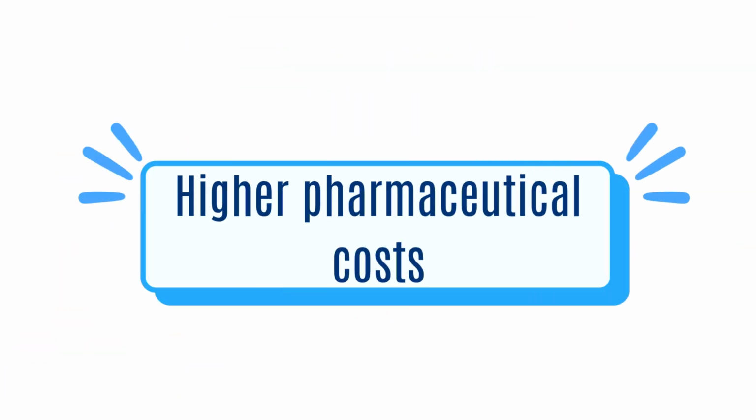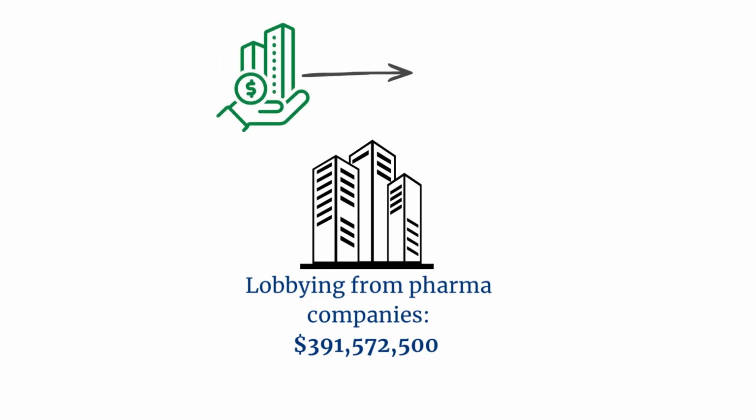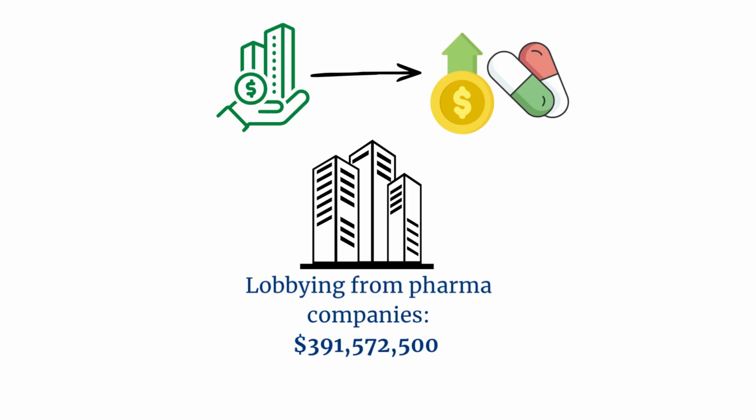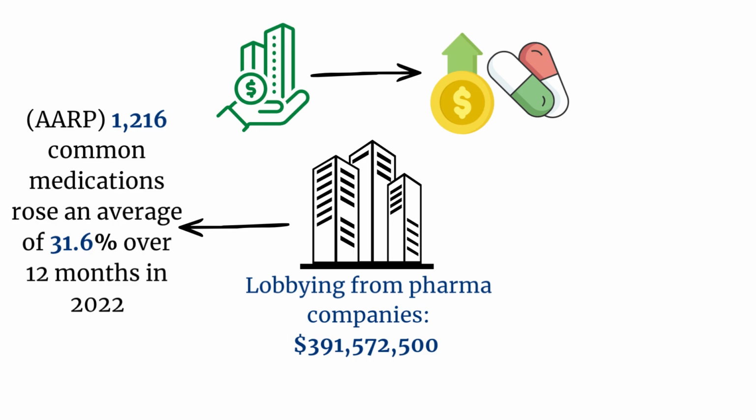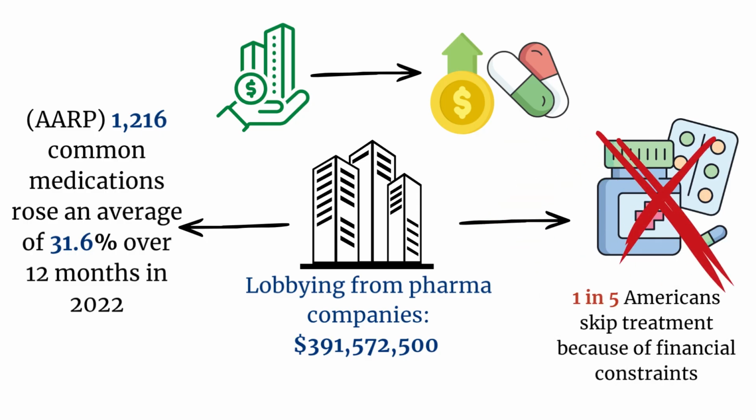Another major impact is higher pharmaceutical costs. Lobbying from Big Pharma accounts for nearly $400 million. Because these companies have massive financial investments, they are able to exponentially raise medicine prices. To paint a picture, AARP, a nonprofit health company, found that nearly 1,300 common medications rose an average of 32% in just 1 year alone. KFF, a nonprofit research institute, found that nearly 1 in 5 Americans chose to skip treatment. The consequences are dire, with chronic conditions worsening and risk of infection increasing.